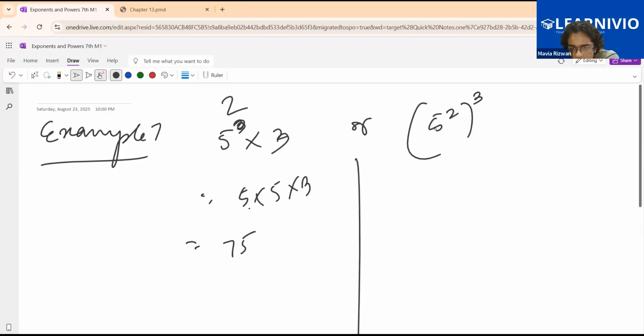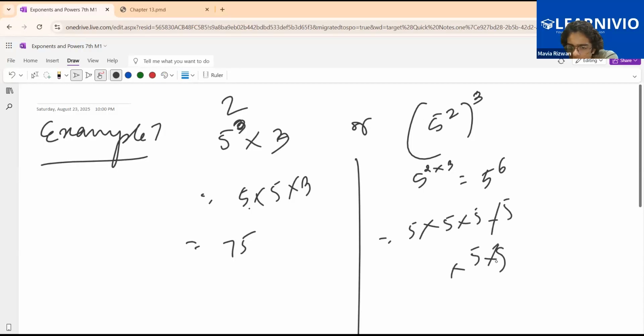Here they are asking 5 raised to the power 2 whole raised to the power 3. Here we apply the law. So the powers would multiply. So 2 into 3, that is 5 raised to the power 6. 5 raised to the power 6 is 5 into 5 into 5 into 5 into 5 into 5. We can already see this is such a big number. So this one is greater. Got it, guys?